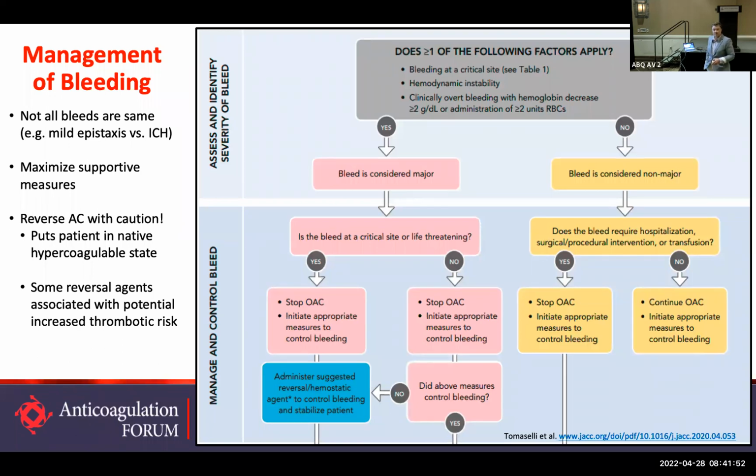Those would be considered major bleeds. And the more severe the bleed, the more aggressive your intervention measures are going to be. So in those situations, we're going to be stopping anticoagulation. We're going to be maximizing supportive measures.